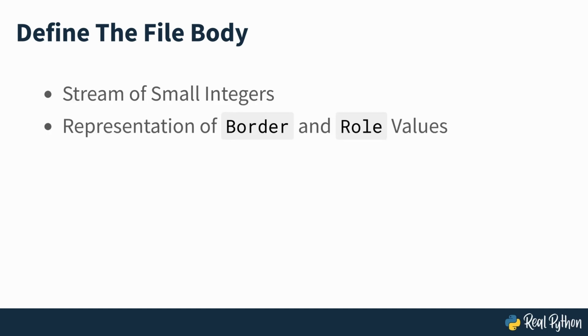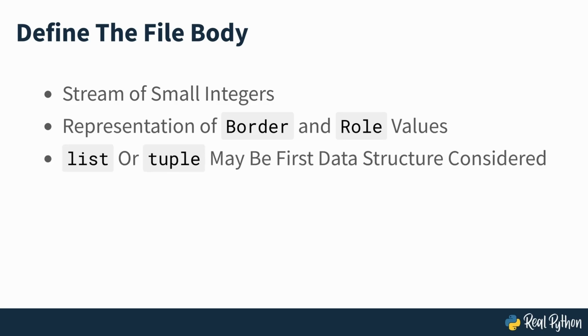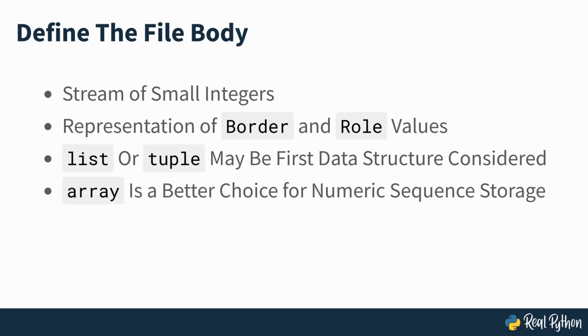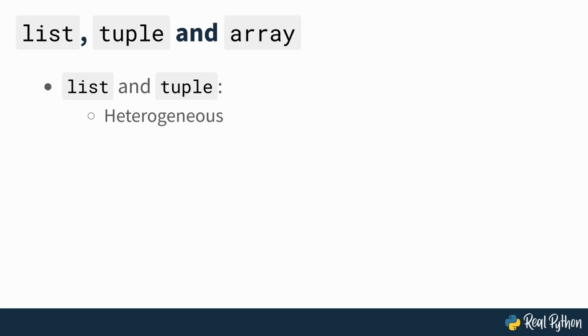The file body is less exciting than the header because it's merely a stream of small integers representing border patterns and the square roles in the maze. It might be your first instinct to put them in a Python list or tuple, but the array module in the standard library provides a much better suited data type for efficiently storing such homogeneous numeric sequences. Lists and tuples are heterogeneous, meaning you can stuff elements of all kinds into them. But the price of that versatility is they take up more memory and are slower to access than an array.